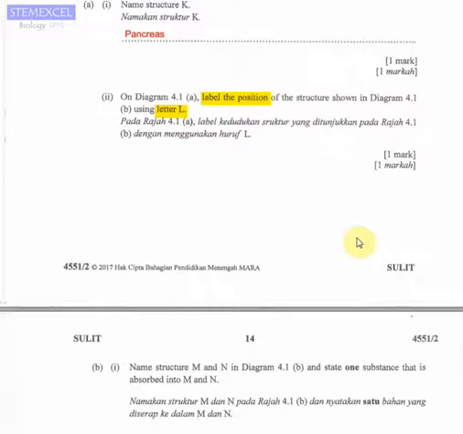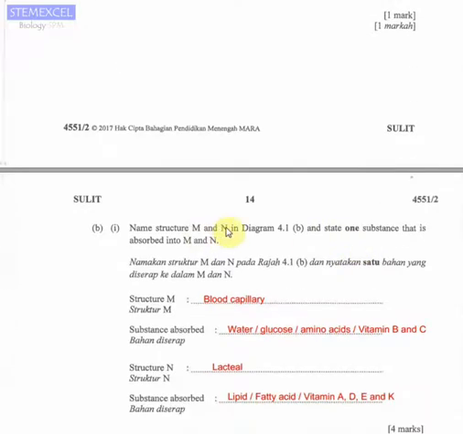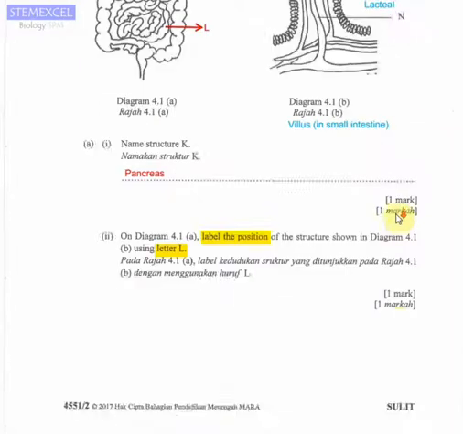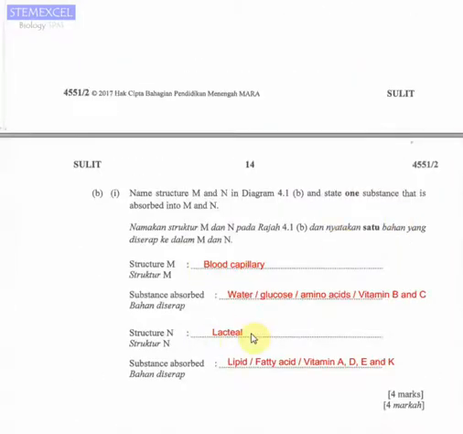Next, you need to name the structure of M and N, and you need to state one substance that is absorbed into each of them. So structure M is your blood capillary, N is your lacteal. Blood capillary absorbs water and water-soluble vitamins like B and C. It can also absorb glucose and amino acids. Lacteal is always related to lipids or fatty acids, so things that have to do with fats.